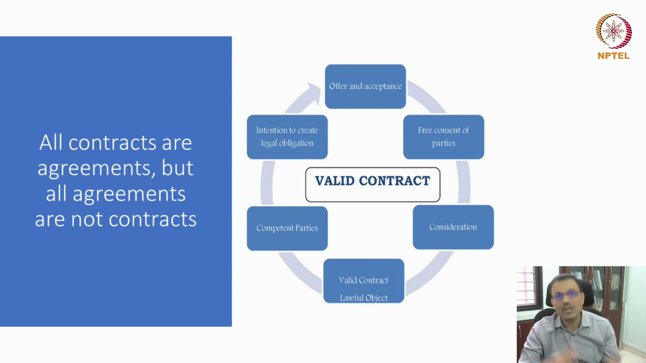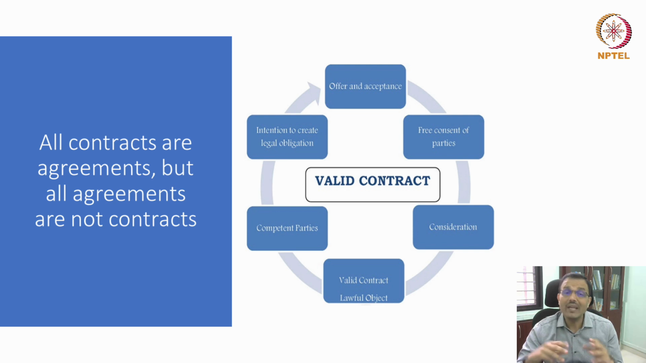It's an agreement, but not a contract. So, for an agreement to become a contract, the parties must intend to create a legal obligation. That's why we say agreements that are commercial in character and nature are contracts. But if they're social in nature, they are just agreements and not contracts.